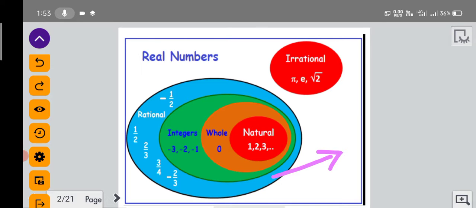Rational number: a number which can be denoted in the form of p upon q is called a rational number. It means any number which can be written in the form of p upon q, where p and q are integers and q is not equal to 0.